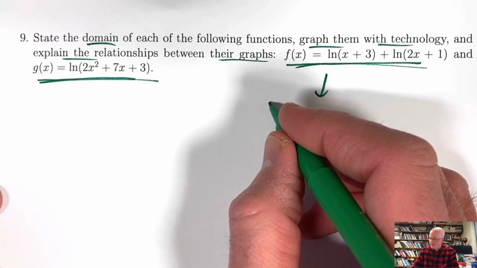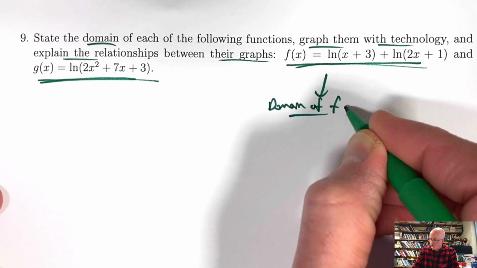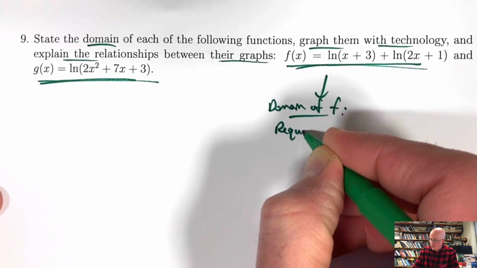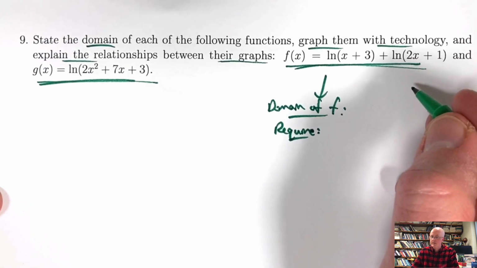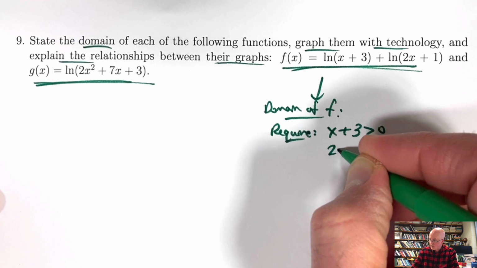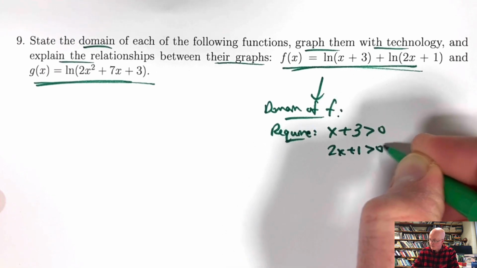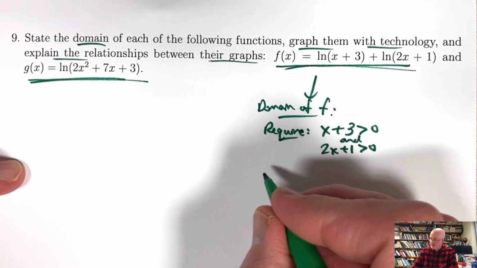For the domain of f, we require both inputs for these two separate logarithms to be positive. x plus 3 to be positive and 2x plus 1 to be positive. We want both of these things to be true. I use the word and.